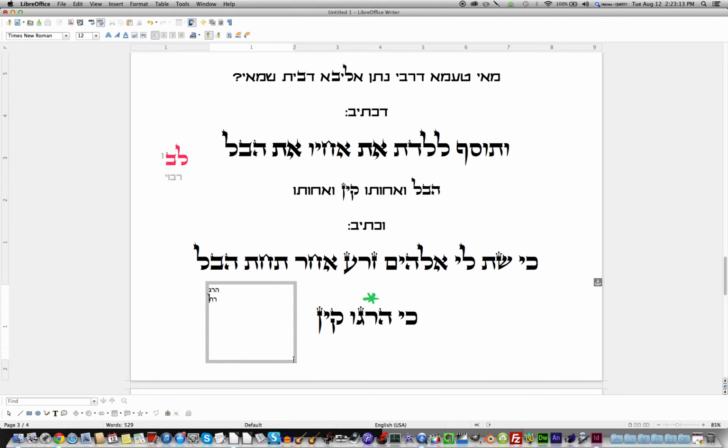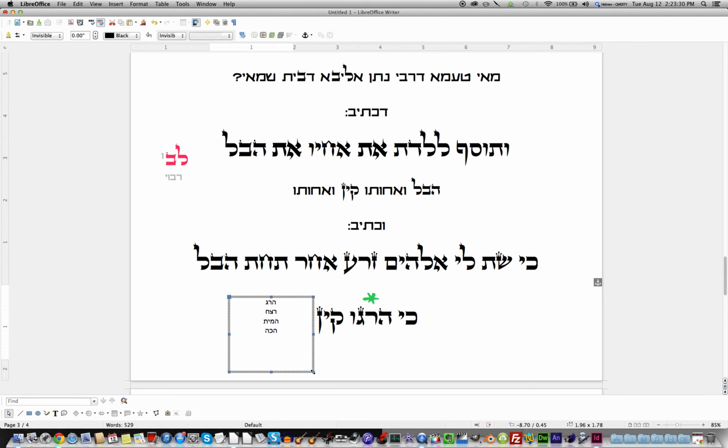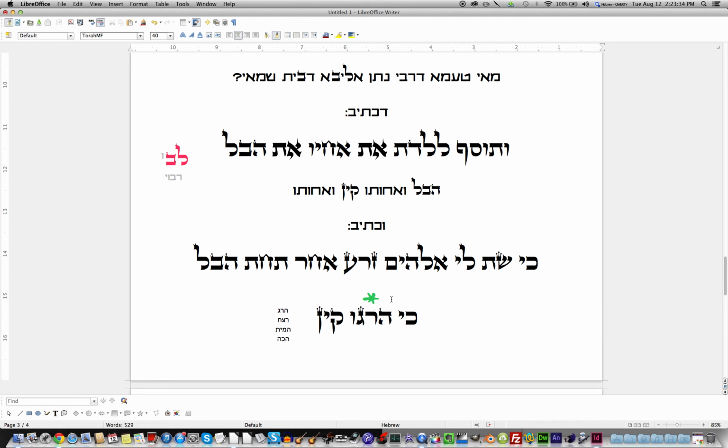Harag, Ratzach, Hemit, Hika. So what is the difference between these words? And this would help understand much better what's going on. So I'm trying to compile a dictionary also, Baruch Hashem, by the Vilna Gaon and the Malbim, and just anywhere else I could find definitions of words.